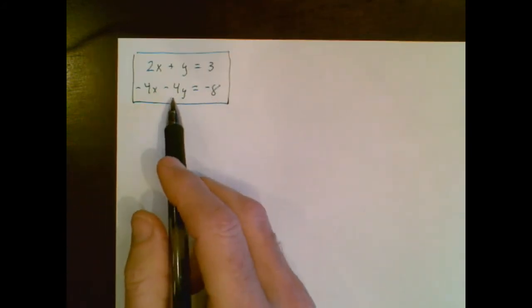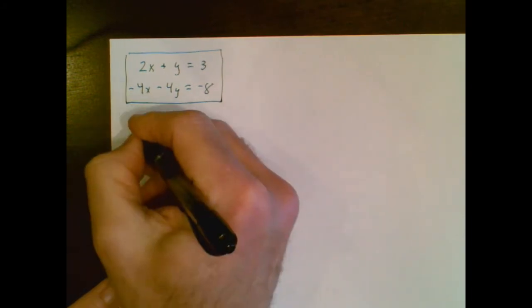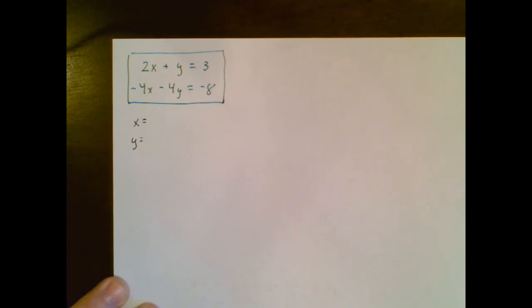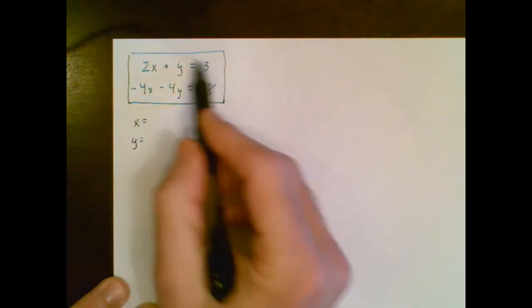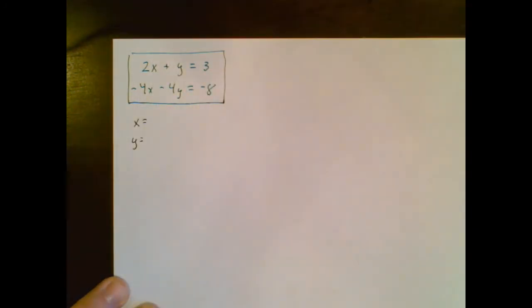Okay, I have a system of equations. Ultimately, I want an answer for x equals and an answer for y. I could graph these and see where they intersect, but we're doing the substitution method. Now, in this case, it's not easy to spot a substitution.